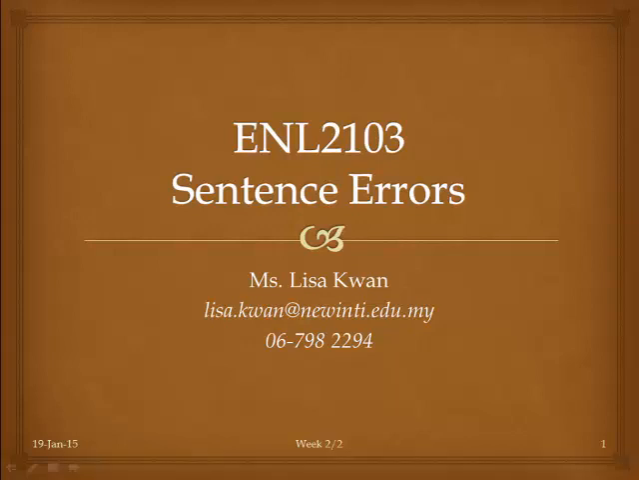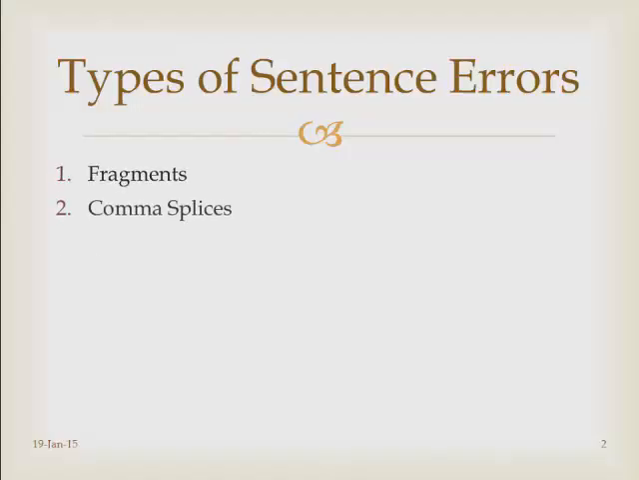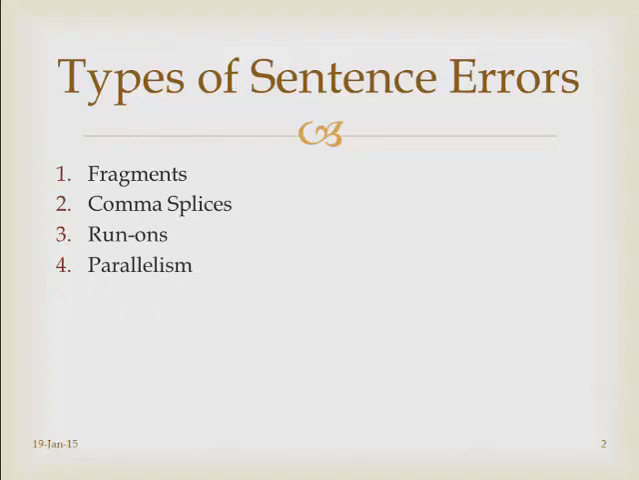Hello students, and welcome to our next lecture on sentence errors. So let's begin. We're going to talk about four different kinds of sentence errors. Firstly, fragments, comma splices, run-ons, and parallelism.